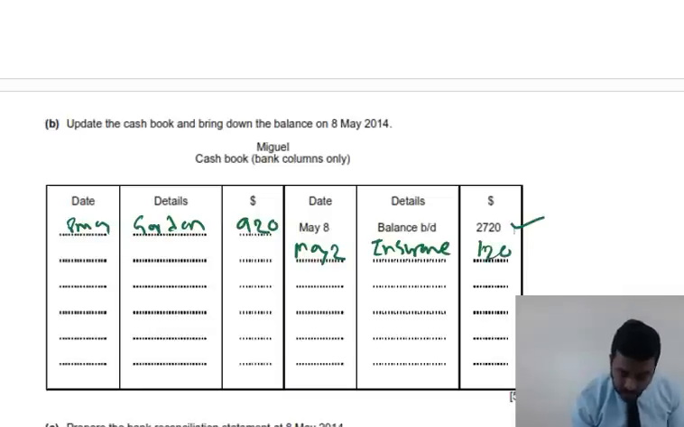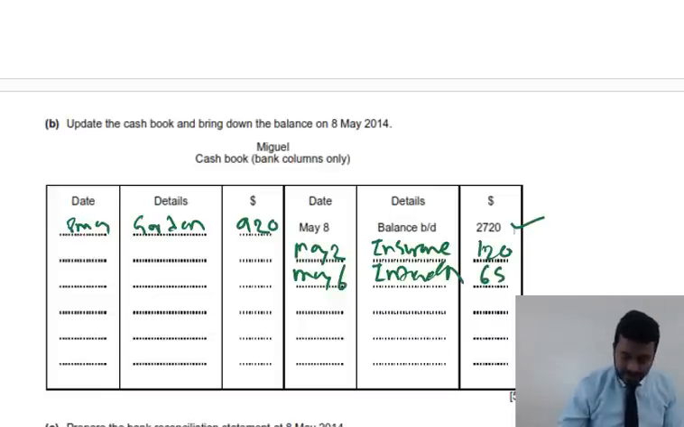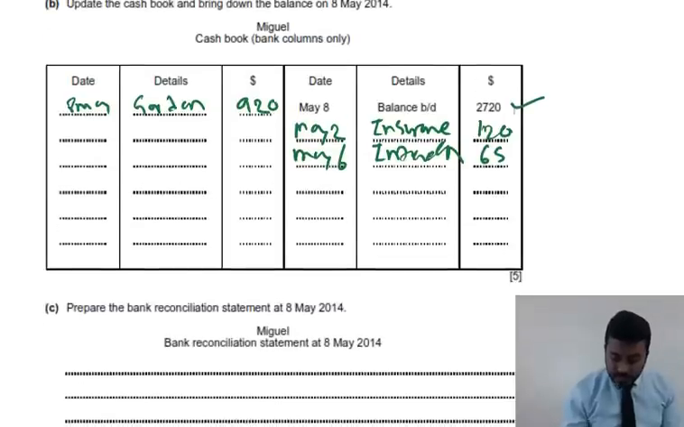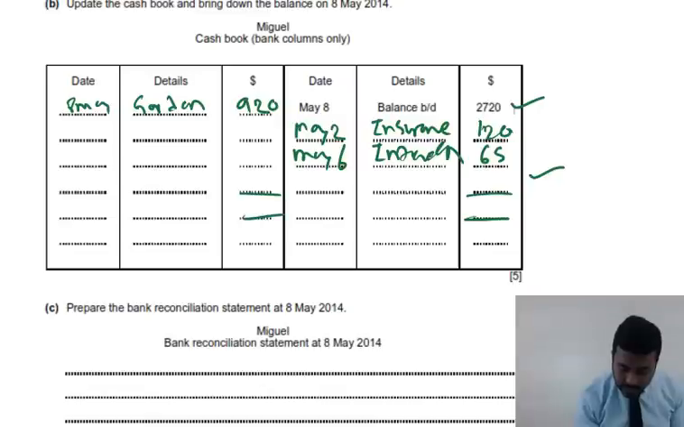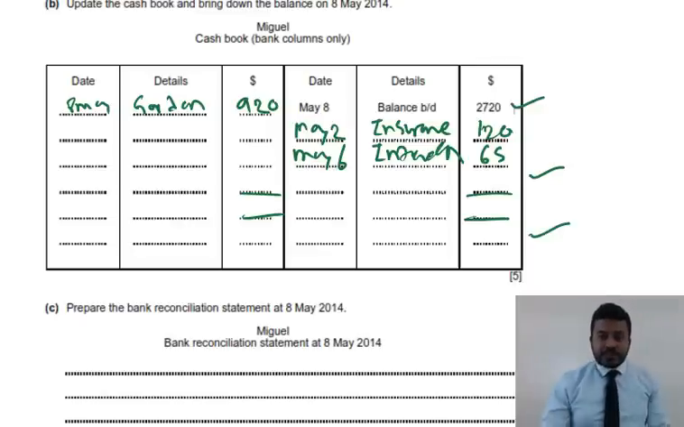120 and 1 for interest. Remember it's May 6th and the figure is 65. Alright, these are the items we need to do balancing. We'll keep one gap at the top and at least one gap at the bottom to do our balance CD/BD.